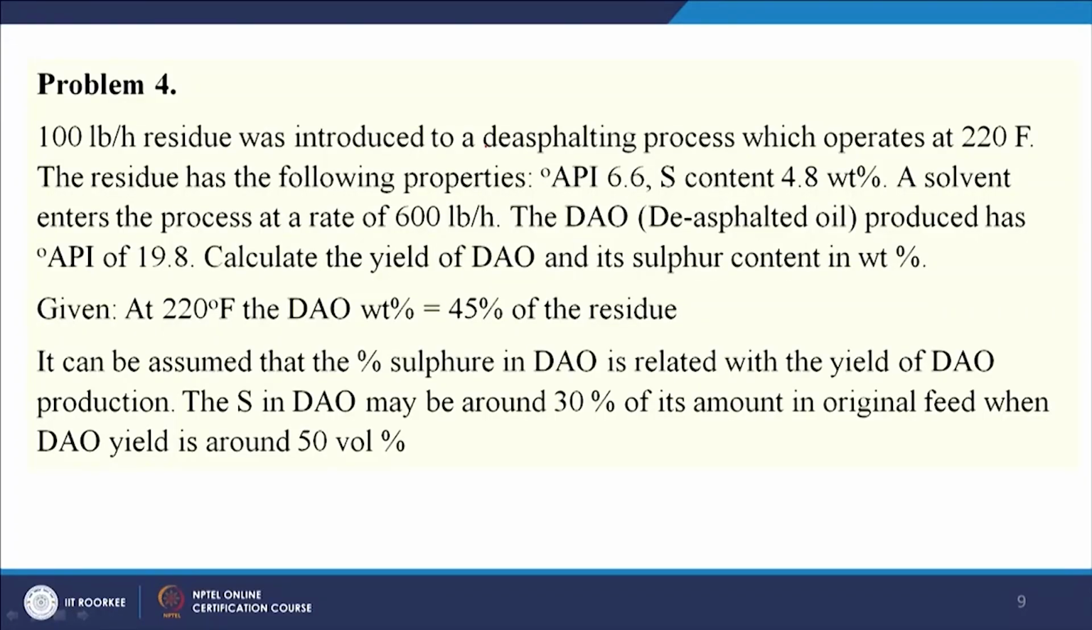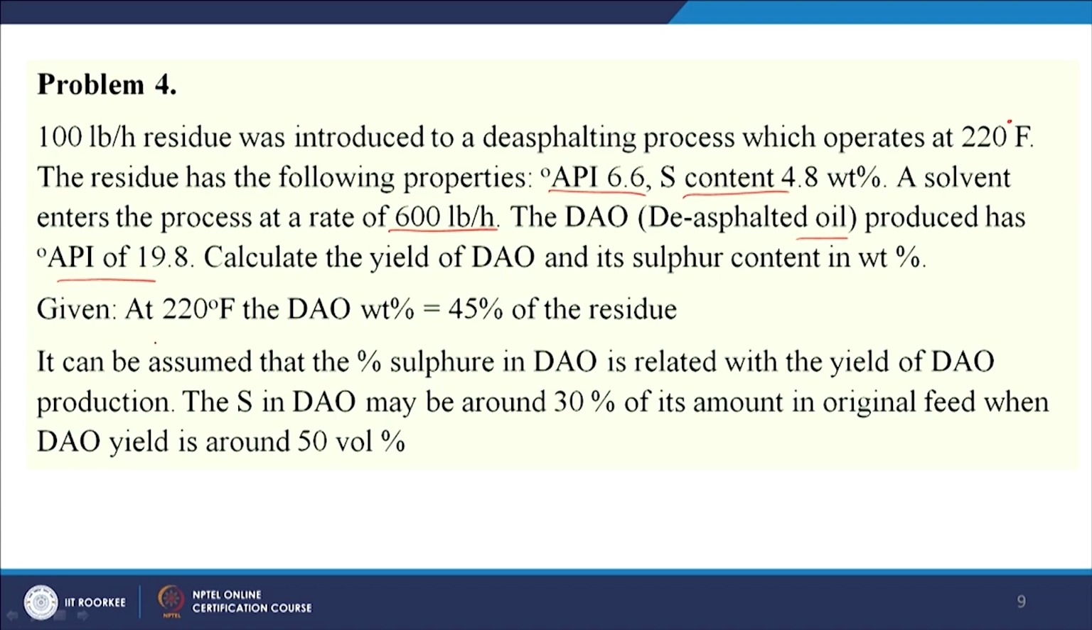The next problem statement says 100 pound per hour of residue is introduced to a de-asphalting process which operates at 220 degree Fahrenheit. The residue has the following properties: degree API 6.6, sulfur content 4.8%. A solvent enters the process at a rate of 600 barrel per hour. The DAO, the de-asphalted oil produced, has degree API of 19.8. Calculate the yield of DAO and its sulfur content in weight percent.